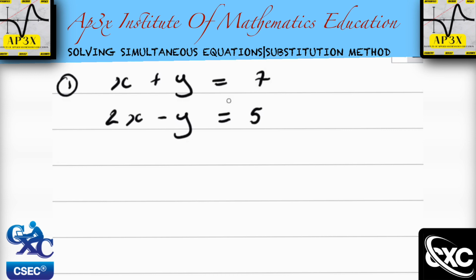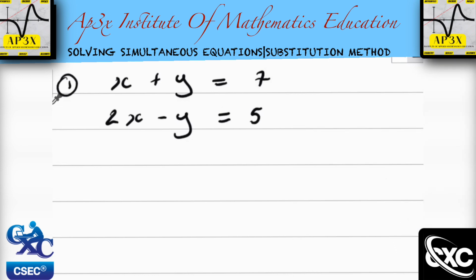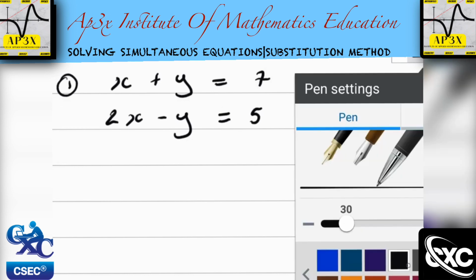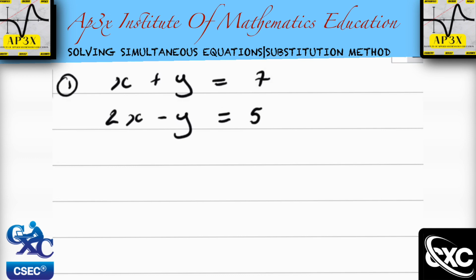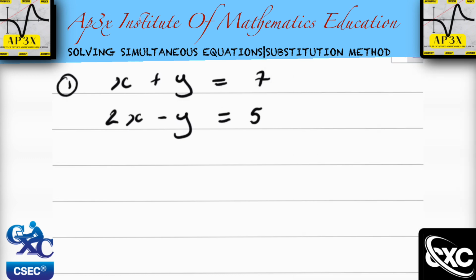Now, this particular equation can easily be solved in a couple of lines using the elimination method. However, of course, what we're trying to do here is to get the equation to be solved by the substitution method. So here I'm going to call this equation 1, and we're going to call this equation 2.